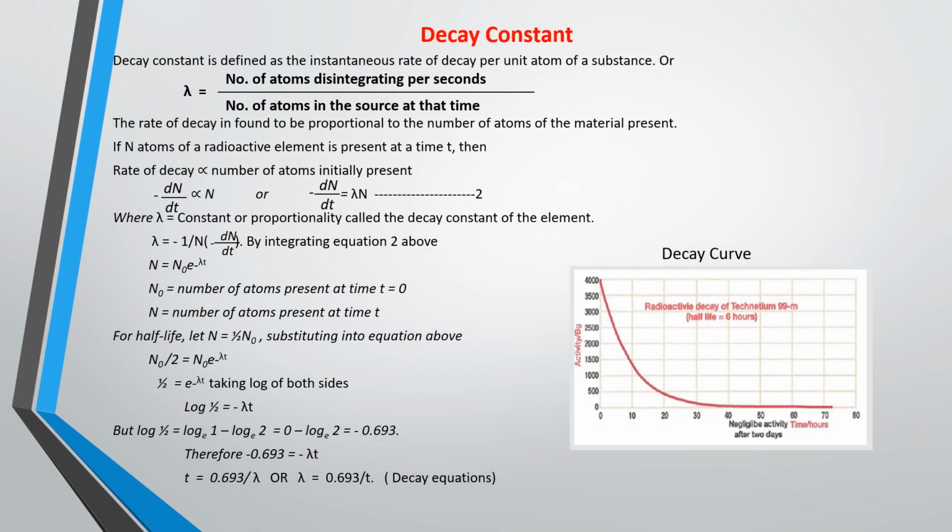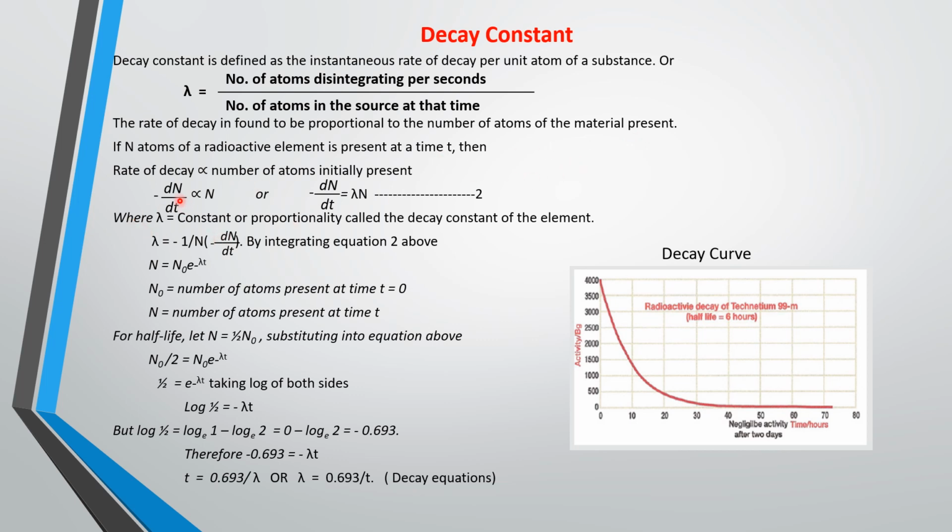Okay, so we are looking at decay constant. Decay constant is defined as the instantaneous rate of decay per unit atom of a substance, or decay constant is the number of atoms disintegrating per second over the number of atoms in the source at that particular time. Now, from experiment, it was discovered that the rate of decay is proportional to the number of atoms of the material that is present.